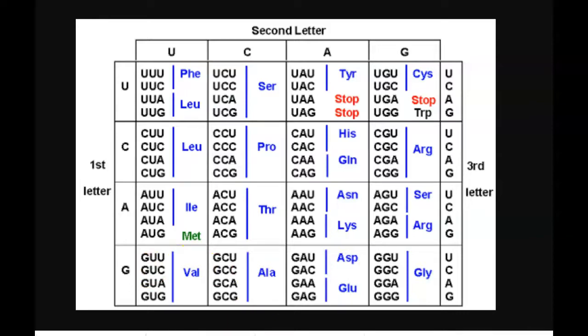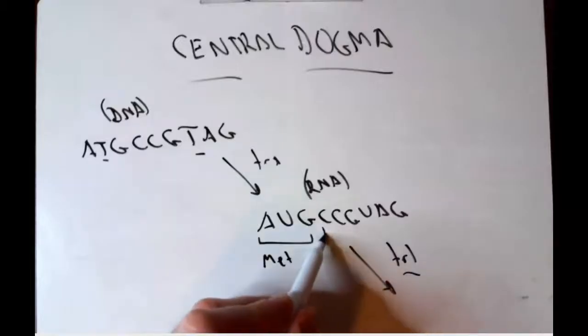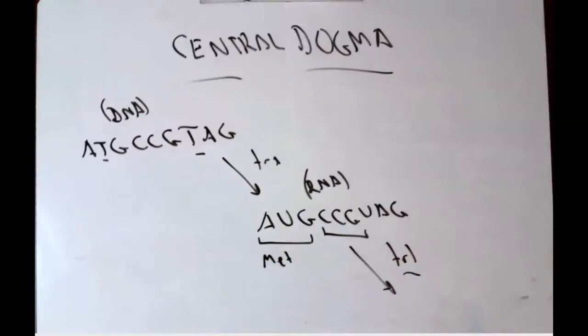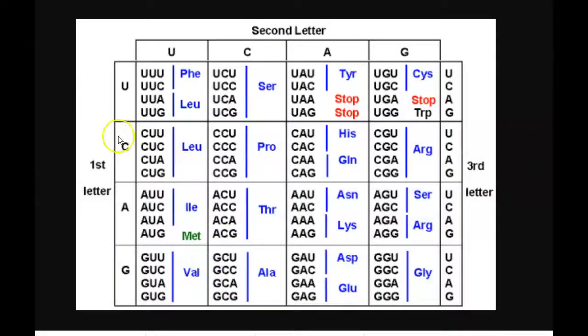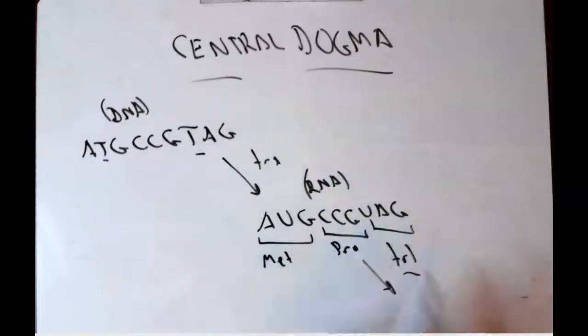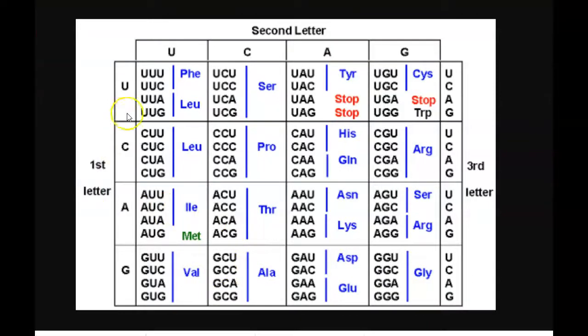The second codon in our sequence is CCG. And so CCG is first letter C, let me focus on this row, second letter C, let me focus in this box, third letter G, that's proline. And then the third codon is UAG, and UAG is going to decode as U in the first letter, A in the second position, G in the third, and that happens to be a stop codon.